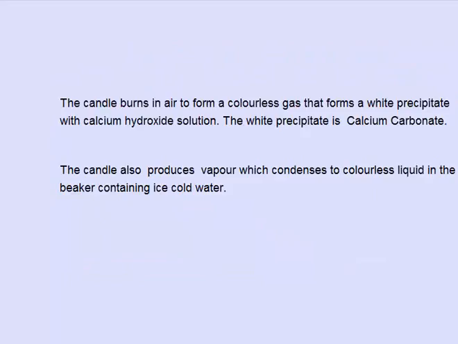The candle burns in air to form a colorless gas that forms a white precipitate with calcium hydroxide solution. The white precipitate is calcium carbonate. The candle also produces vapor, which condenses to a colorless liquid in the beaker containing ice-cold water.